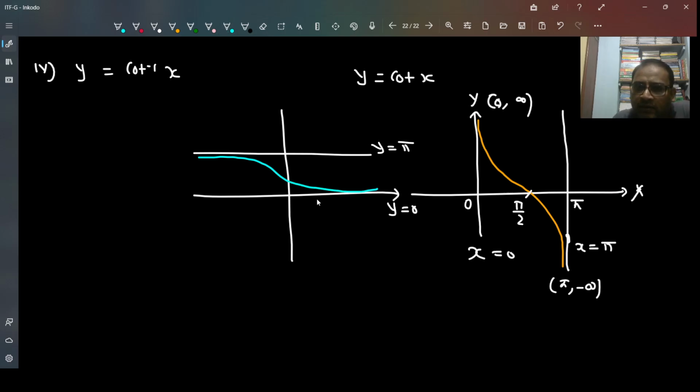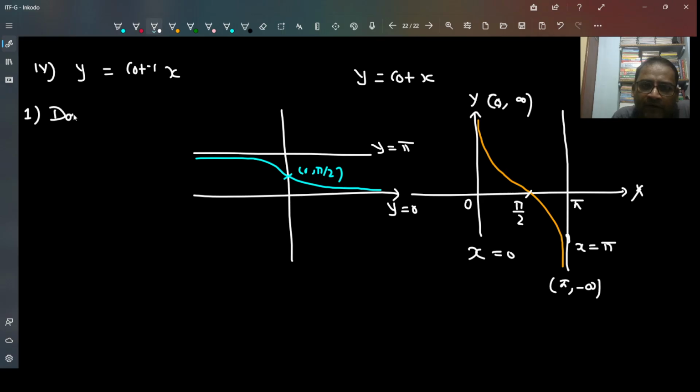It will not touch y is equal to 0. Y is equal to 0 is nothing but the x-axis. So what we notice is that this point will become pi by 2 comma 0, that is, 0 to pi by 2. Looking at the curve, try to write these points.